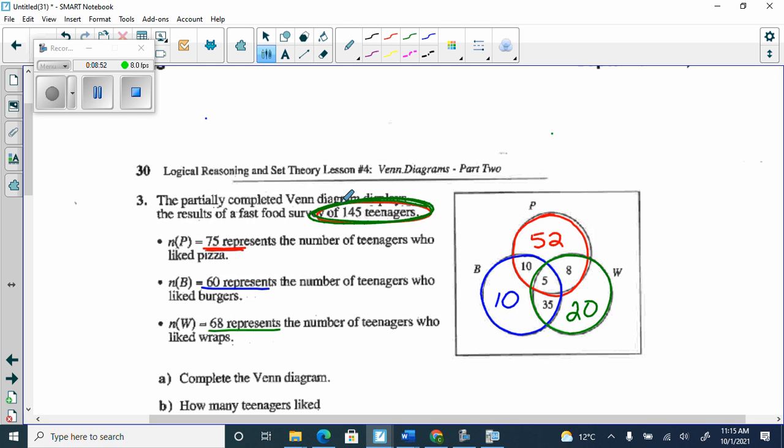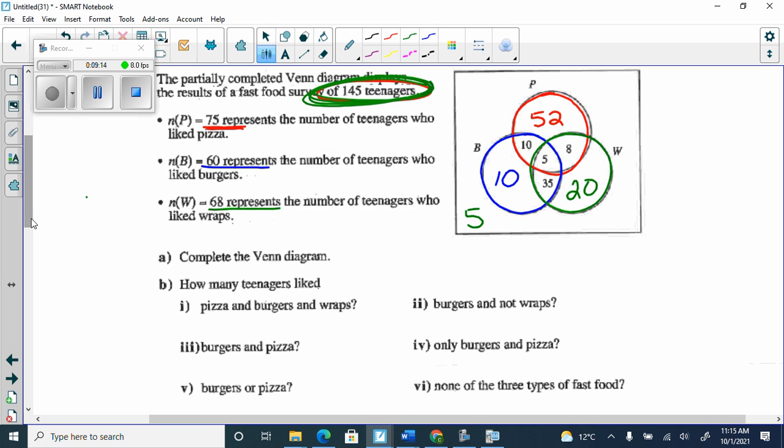Always check that there's 145 in here, correct? So we have 20, 30, 65, 70, 80, and then another 50 is 130, 140. So how many are out here? 5. So don't forget the outside number. That's the one that everyone forgets.